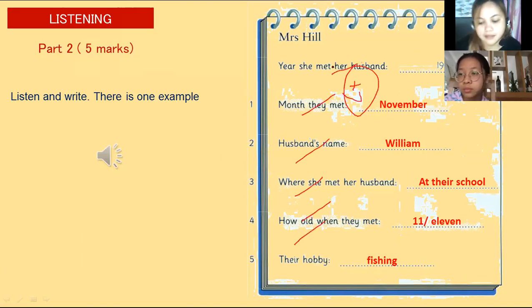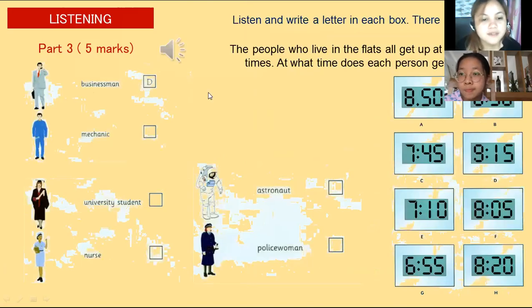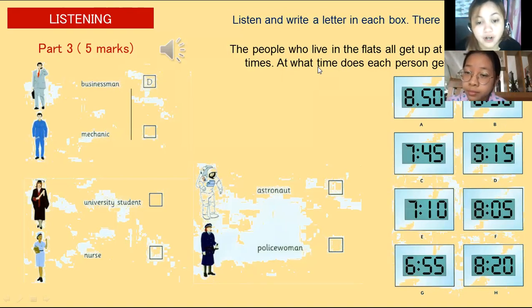Okay, great. Next one, let's continue. Now let's proceed to activity number 3, 5 marks. Listen and write a letter in each box. There is one example. So here. The people who live in the flats all get up at different times. At what time does each person get up? Okay, now Laura, as you can see, there are pictures of people, right? Yes. And then you have to write the letter of your answer on the box, okay? Okay. Okay, let's start now.